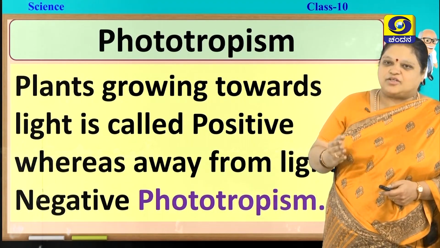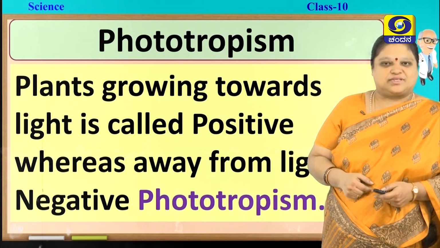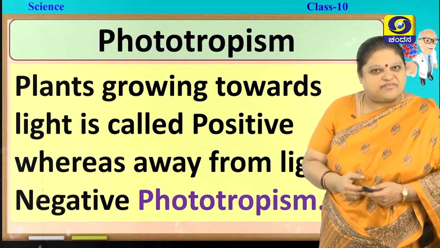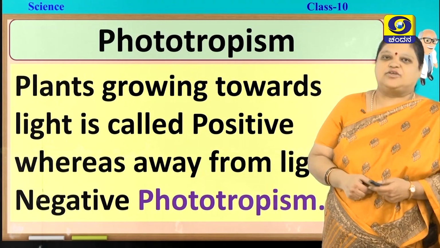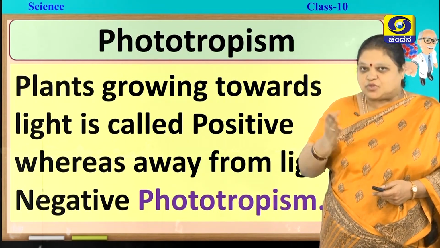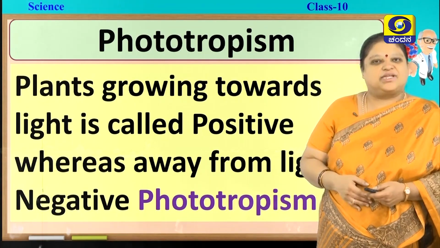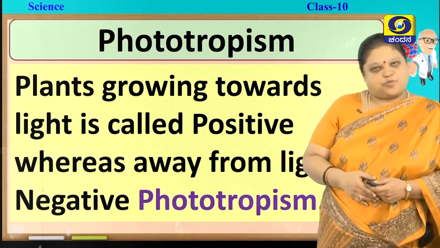So plants growing towards light is called positive phototropism, whereas if they move away from the light, who is moving away from the light? The roots. So that you call negative phototropism. If it is towards the stimulus, it is positive. If it is away from the stimulus, it is negative. It applies to all types of tropisms.